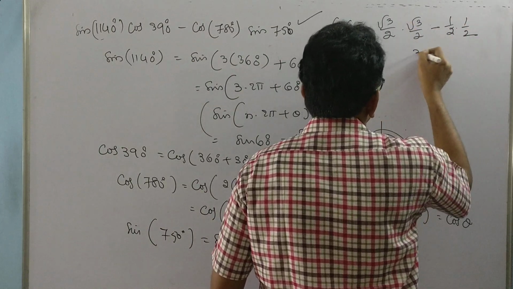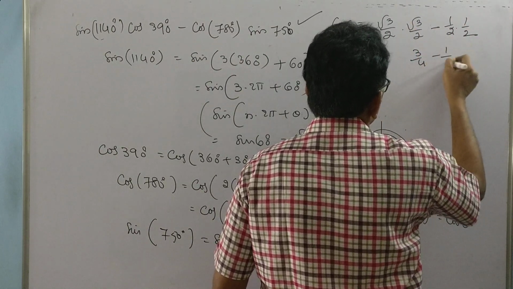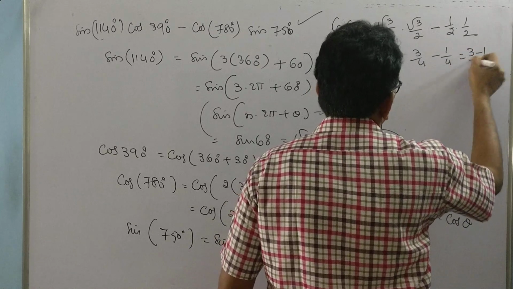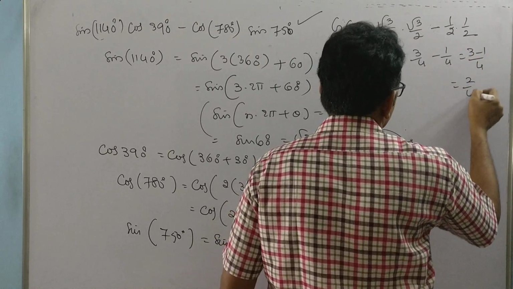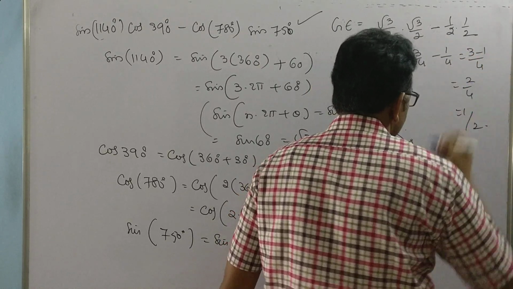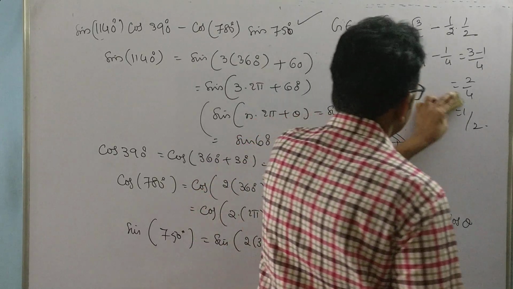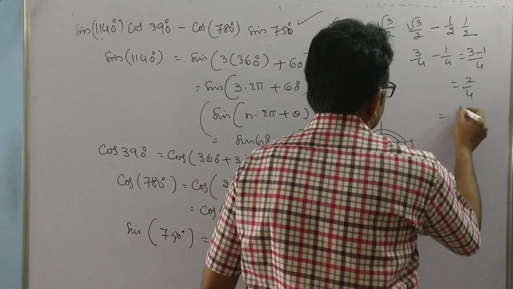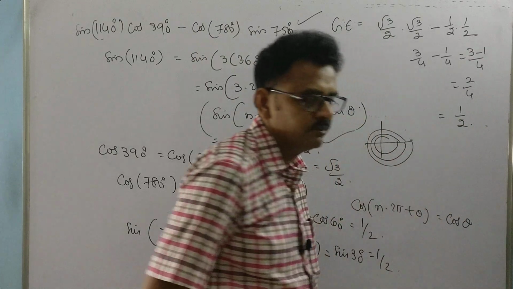Root 3 into root 3, 3 by 4, minus 1 by 4. 3 minus 1 by 4, that is 2 by 4, that is 1 by 2. So 1 by 2 is the answer. Okay, write down.